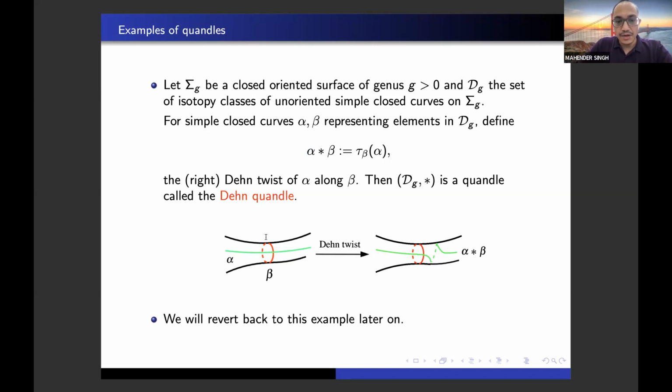So for example, if beta is this curve labeled red and alpha is another curve, then you just rotate this alpha along beta when you approach it. So my Dehn twist here is the right Dehn twist. I turn toward the right, move along this red curve, and then move along the remaining trajectory of alpha. You can see that you don't really need an orientation here. If you had moved from the right side to the left side, you would have got the same answer. So we will revert back to this example later on.